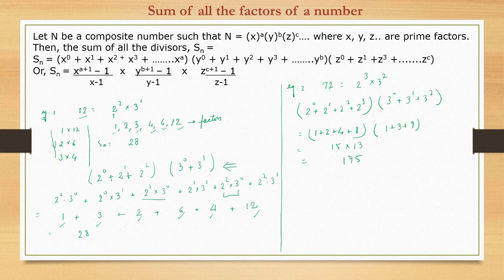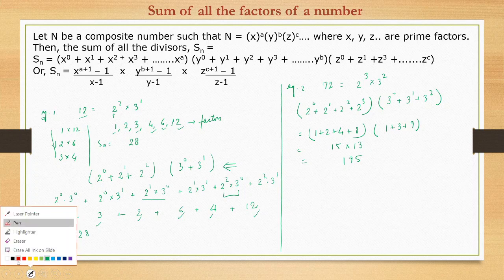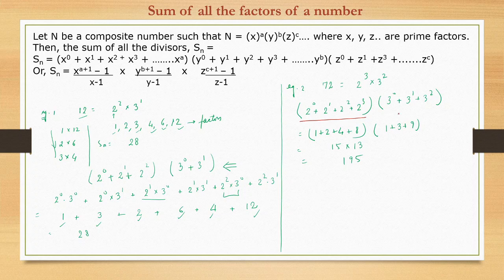195. So this is a process. Now, if we see these two terms separately, these are nothing but a GP series, geometric progression series. Those of you who do not know about this progression, we'll see in our video series on different progressions, arithmetic and geometric progressions and all.